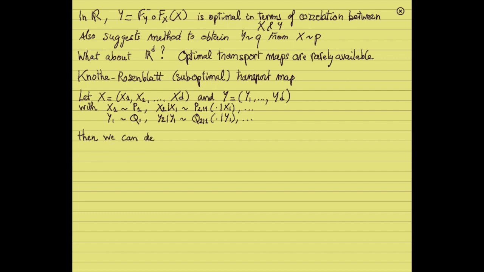Then we can define a transport map. Specifically, we define the first component y1 to be the inverse CDF of q1 composed with the CDF of p1 applied to x1. That's what we've seen before, but now we can go on with y2, defined in terms of inverse CDF and CDF for the conditionals given y1 and x1 respectively, and that applied to x2.